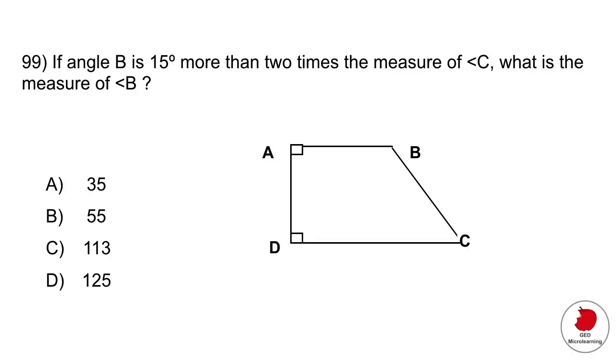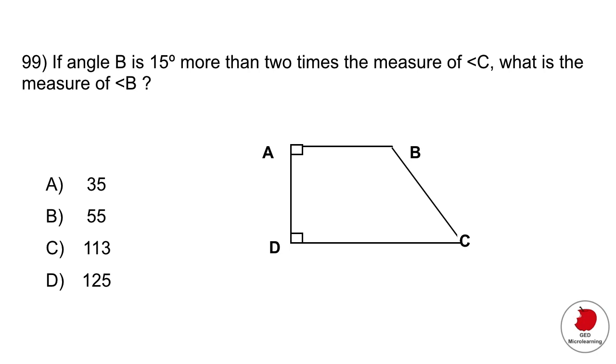All right, so we're coming near the end. So it says if angle B is 15 degrees more than 2 times the measure of angle C, what is the measure of B? Okay, so this is one of those tongue twister problems. First of all, let's go back to the basics.